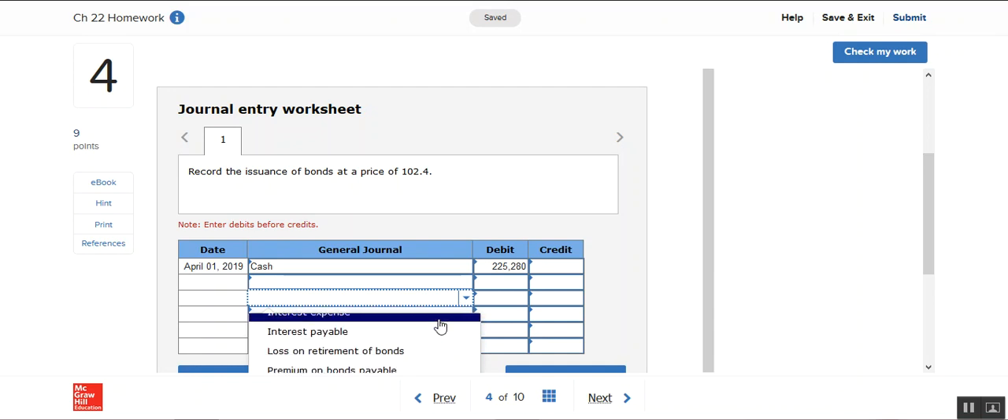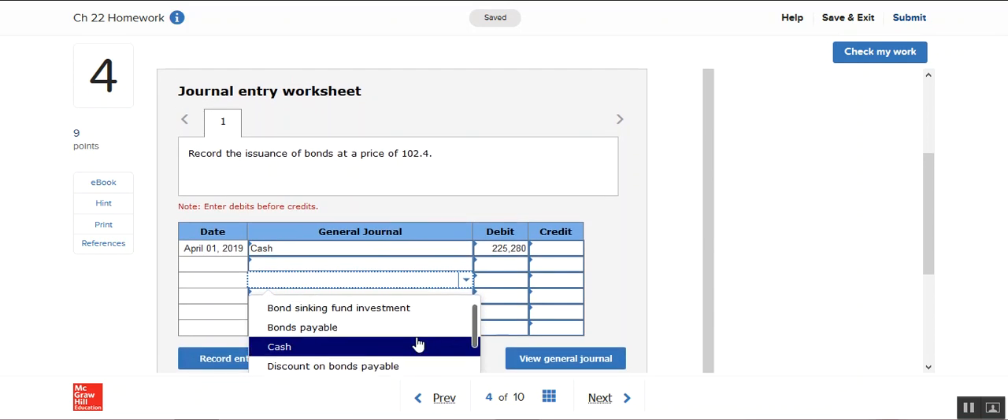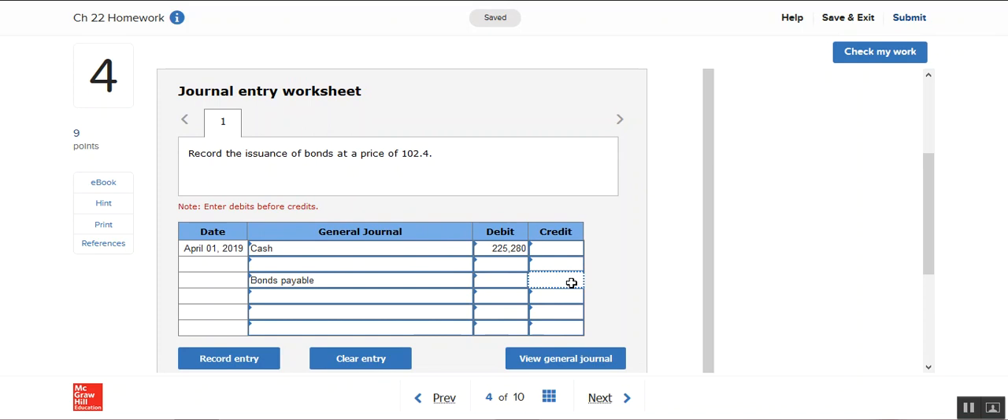We're going to record bonds payable, because at some point we're going to have to pay these bonds back, and we're going to pay the bonds back at whatever it says on the face of the bonds. So it's the face value of the bonds, which was $220,000. So obviously we have a problem here because our debits and credits are not in balance.